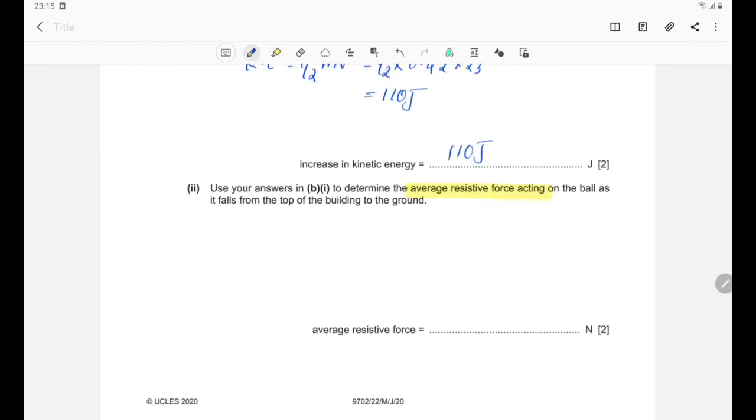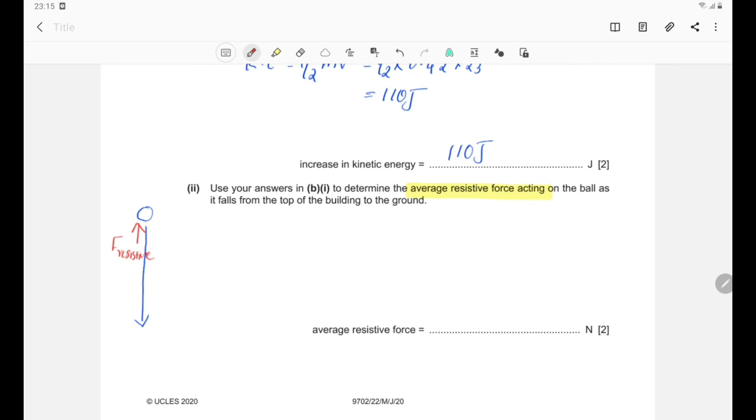So in this question, you need to calculate, when the ball is falling towards the ground, how much is the average resistive force acting on the ball. The resistive force will always be in the opposite direction of the motion. So the resistive force will always be upward.